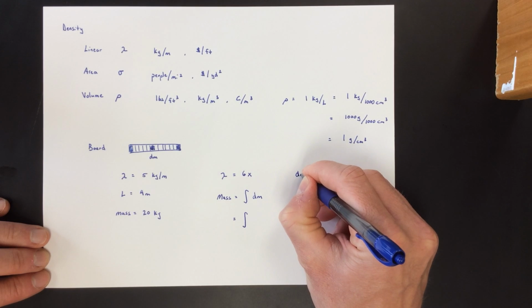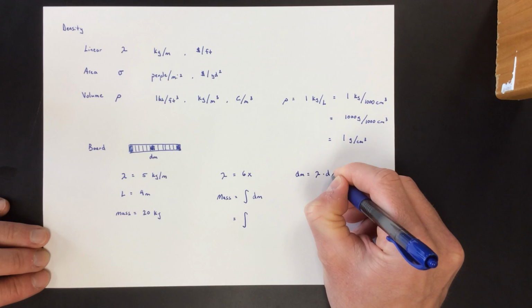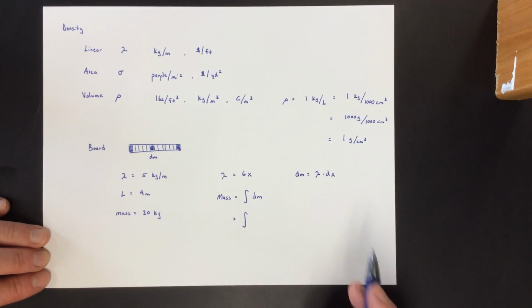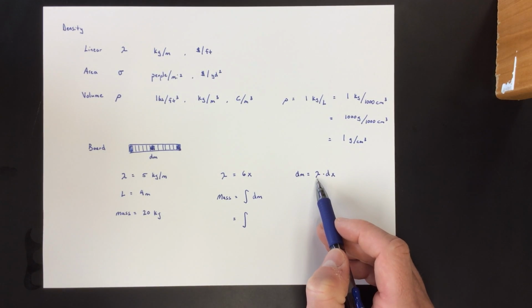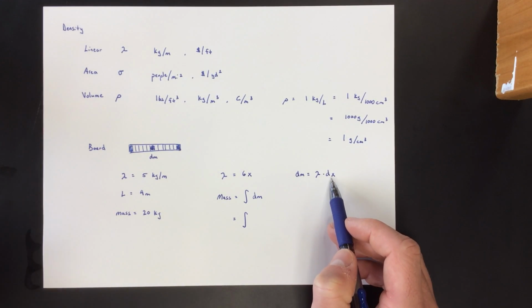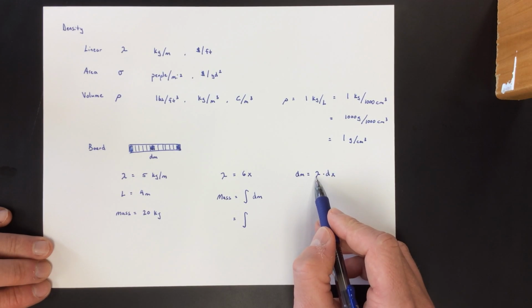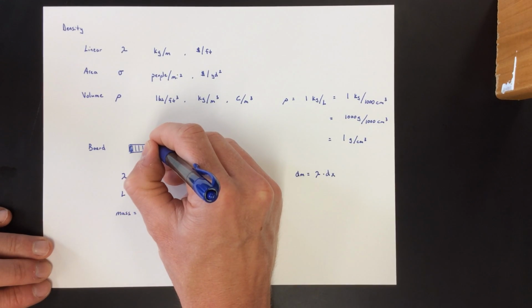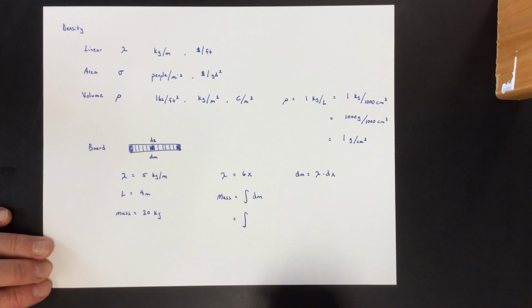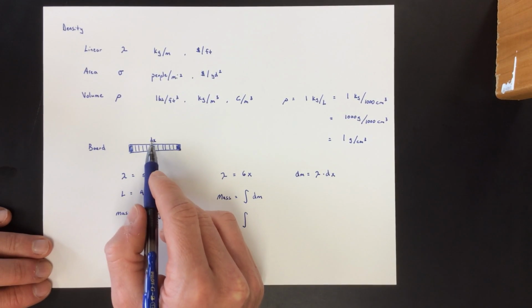Each little mass is the density times the thickness. Think about that for a second. The mass of each piece is the density of each piece times the thickness of each piece. Kilograms equals kilograms per meter times meters. dx represents the actual thickness of that piece that has a mass of dm. dm represents the little bitty mass, and dx represents the little bitty distance.